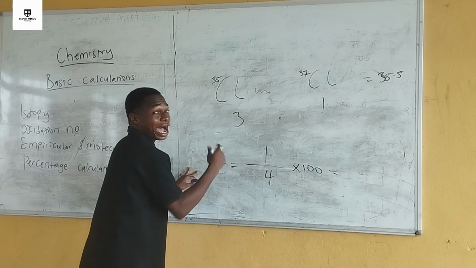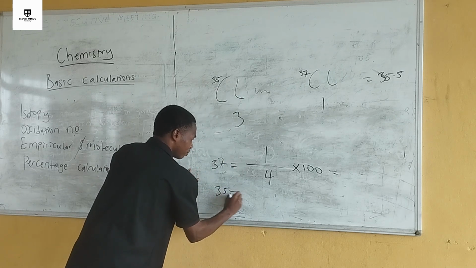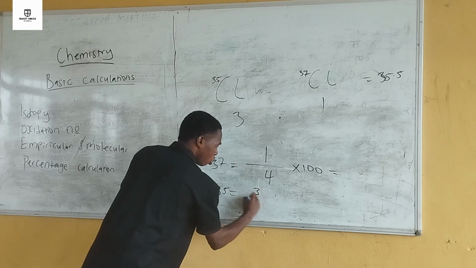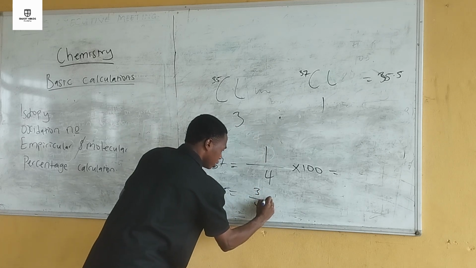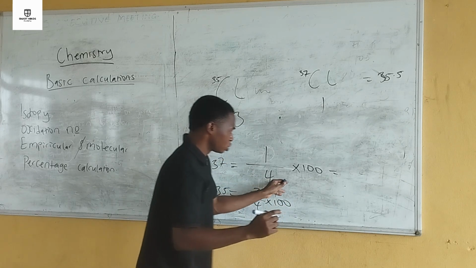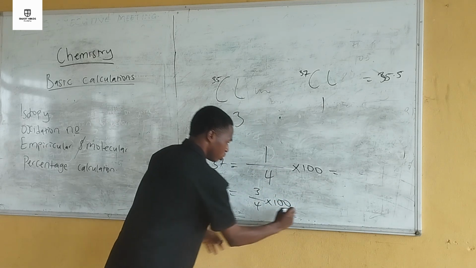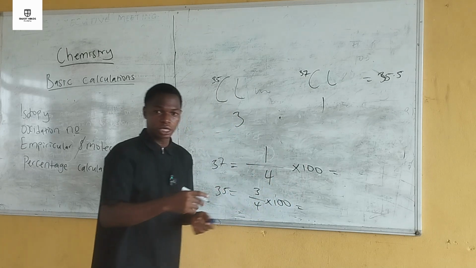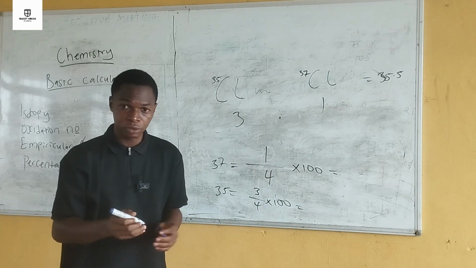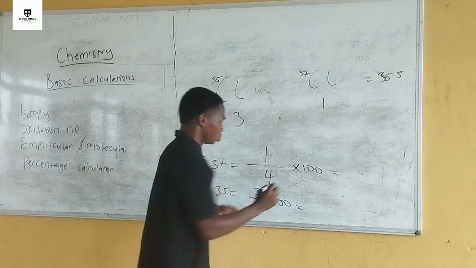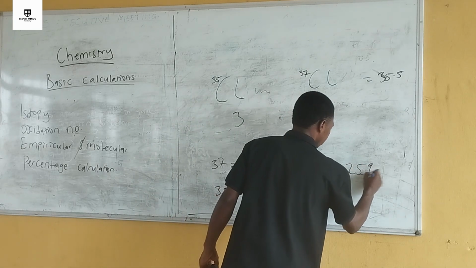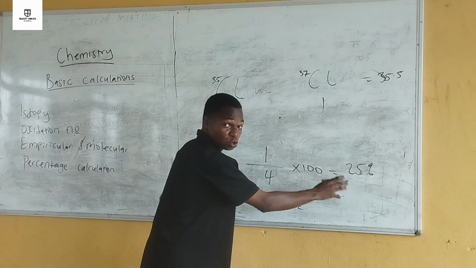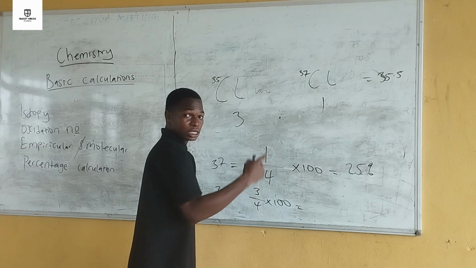Now let's add percentage of 35. It will be 3/4 times 100. Find this one, give me your answer. All of them should total to 100. You understand? What did this one give you? 25. So the relative abundance of 37 is 25, and the next one, 35, will be 75.